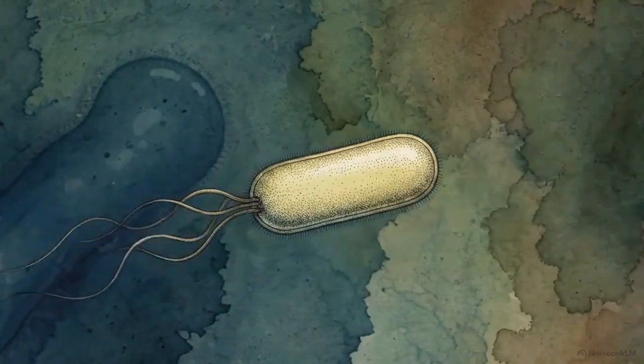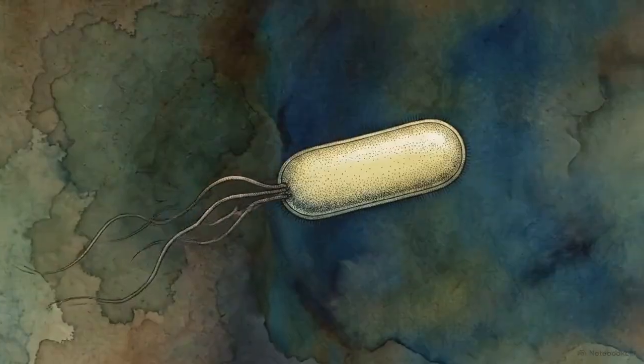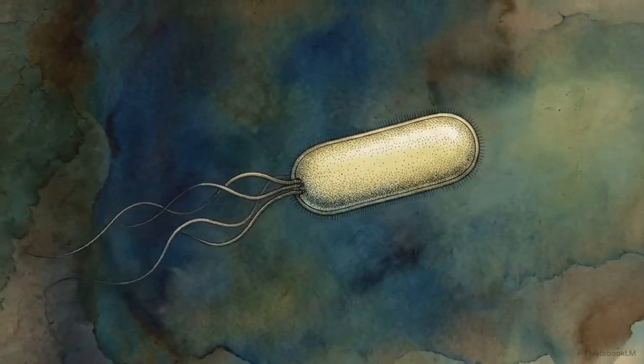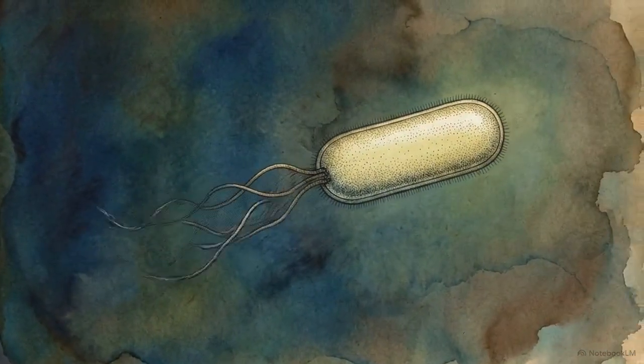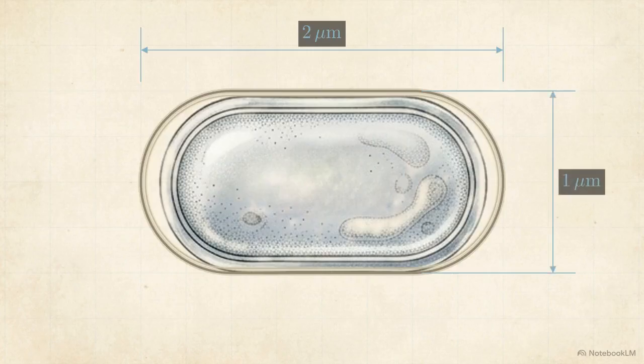Look at a single E. coli bacterium. It is a highly dynamic, completely autonomous living organism, navigating its microscopic world. But its physical boundaries are strictly constrained. The entire cell is roughly 2 micrometers long and just 1 micrometer wide.